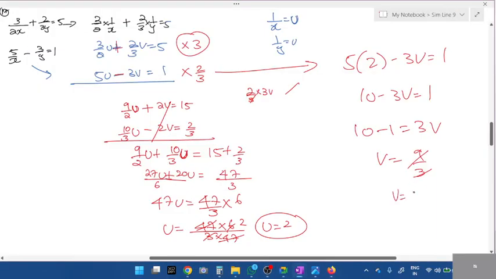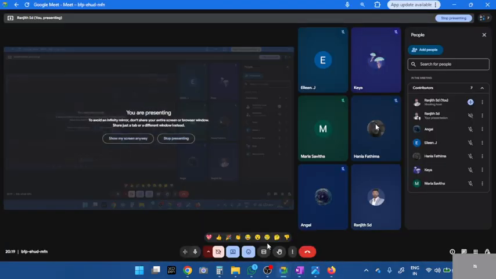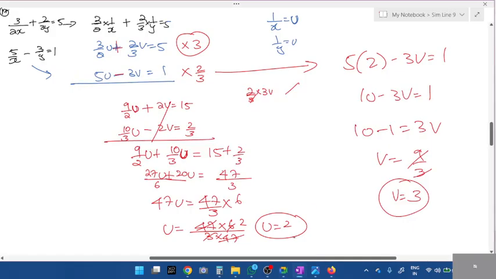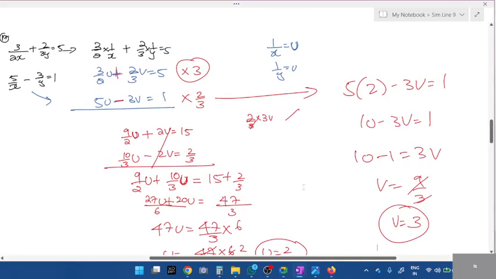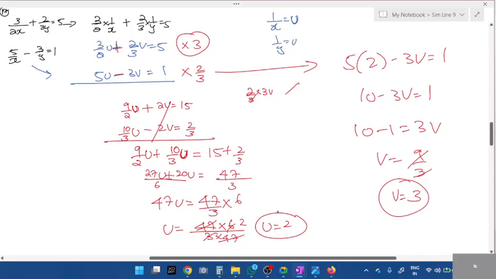All of you got the answer 3. v is equal to 3. Yeah, v. So what we have taken, students, see, u and v is not the answer. What we have taken is the u value. What is u? u is equal to 2, right?